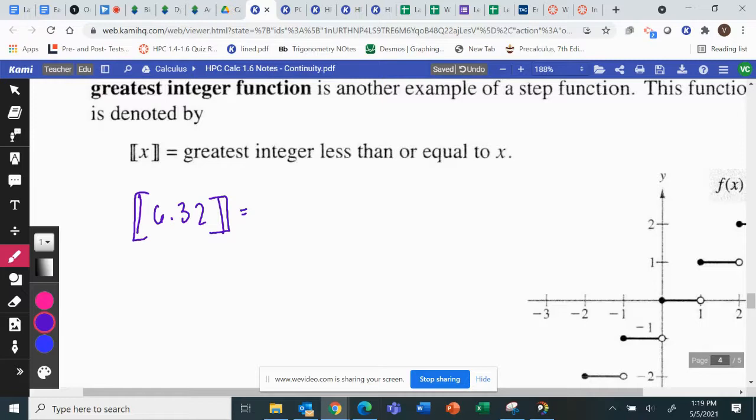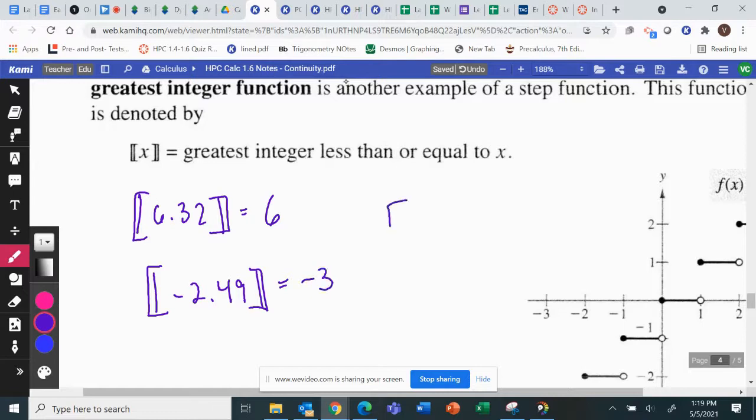So what is the greatest integer, Eden? What is the greatest integer that is less than 6.32? Yeah, 6. And then I could give you one that's like negative 2.49. And we would say the greatest integer that is less than or equal to negative 2.49, Ryan. Negative 3 would be correct.